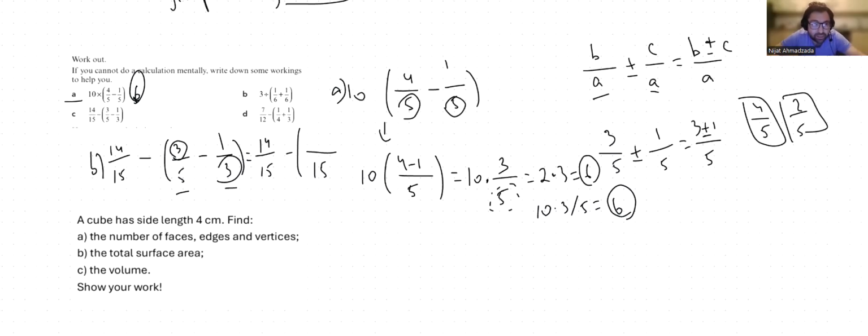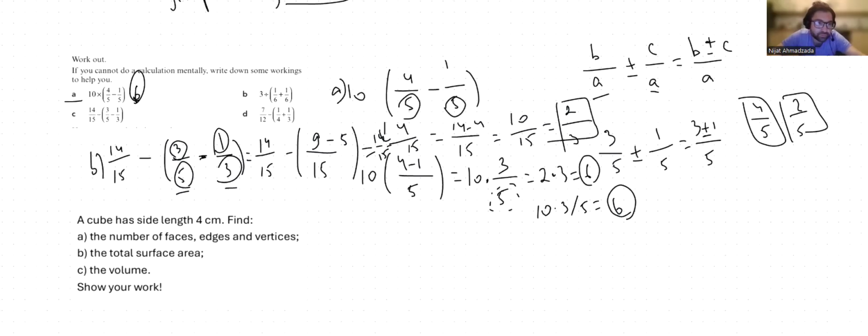So 9 minus, because we have a minus sign, 5 times 1, 5. So 9 minus 5 is 4 over 15. And we had 14 over 15, so 14 over 15 minus 4 over 15. We get 15 as the denominator, 14 minus 4 is 10 over 15. Then we simplify it by dividing both by 5, and 2 over 3 will be the answer. So the answer will be 2 over 3.